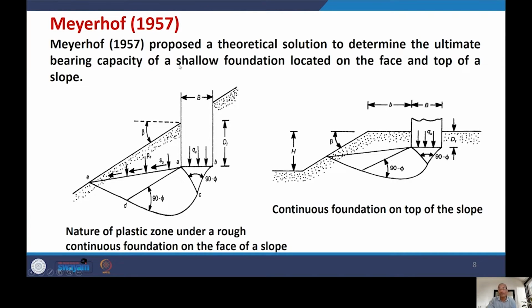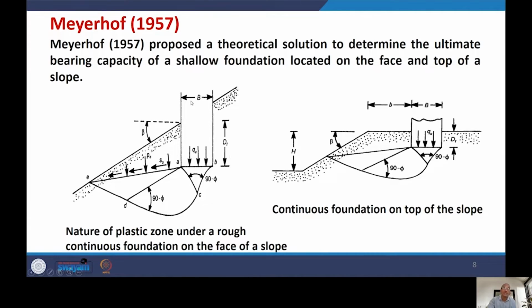Meyerhof in 1957 proposed a theoretical solution to determine the ultimate bearing capacity of a shallow foundation located on the face and top of a slope. What the first figure shows is the nature of plastic zones under a rough continuous foundation on the face of a slope.